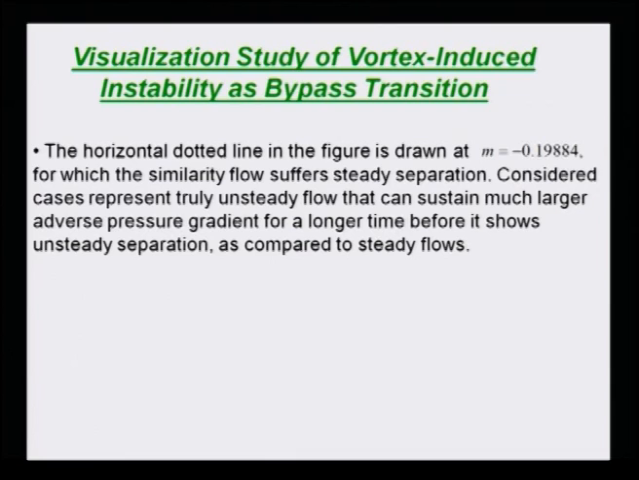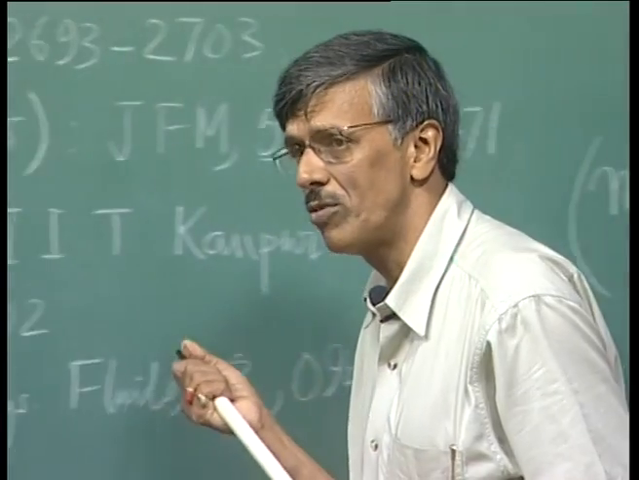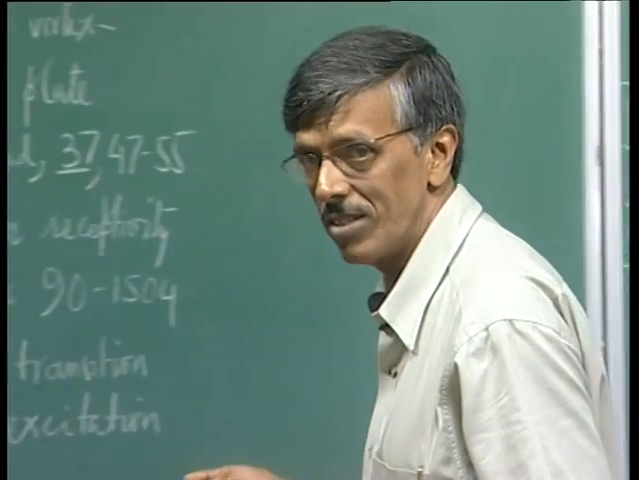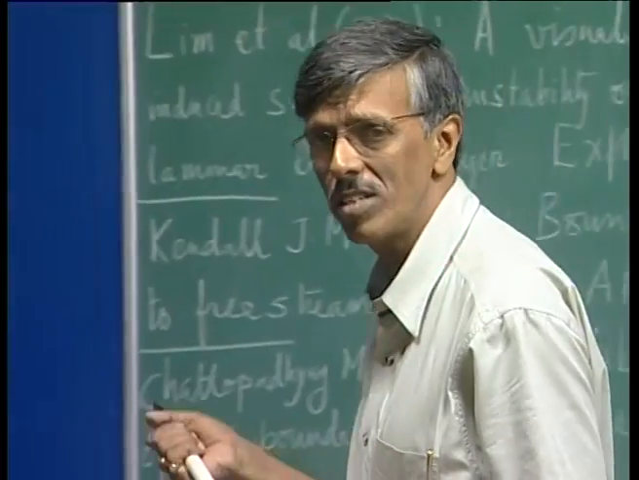Okay. I explained to you that the horizontal dotted line is drawn at this value of m, for which the similarity flow suffers steady separation, and we are looking at truly unsteady flow, which can sustain much higher values of m and still not show separation. So, this is something you must understand: Prandtl's criteria of steady flow separation is just a very empirical observation.